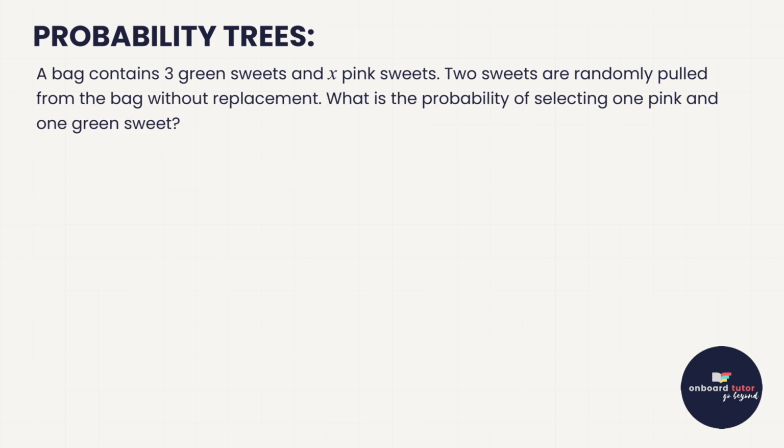Okay, now the minute that I see this wording here, without replacement, I know that I'm working with dependent events. And when I work with dependent events, probability trees are my best bet. Because what's going to happen is I'm going to take out 1 sweet and eat it. And that's going to affect the number of sweets in the bag. And so a probability tree just helps me to keep track of exactly how that goes down. All right, so what I'm doing is I'm choosing 2 sweets. So I've got 2 events, sweet 1 and sweet 2.